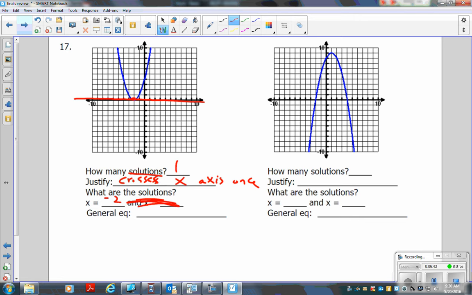Let's go to the next one. How many solutions are here? Again, it crosses the x-axis at 2 spots, so it's going to be 2 solutions. 2 x-intercepts. What are they? It crosses right there at negative 2, and it crosses again at positive 4.